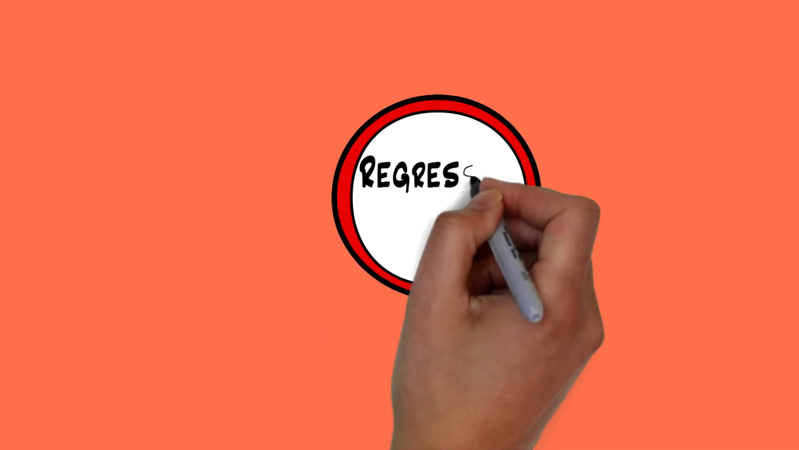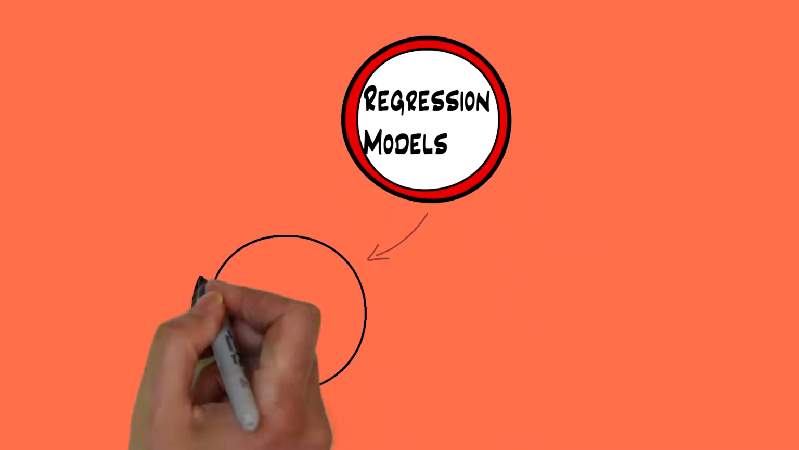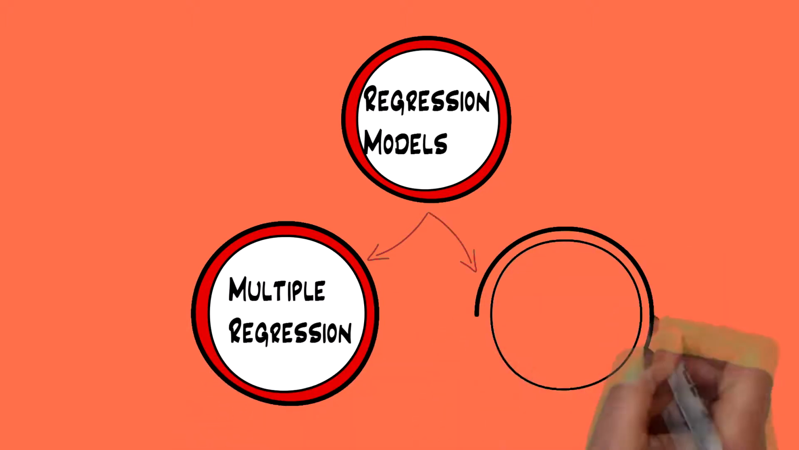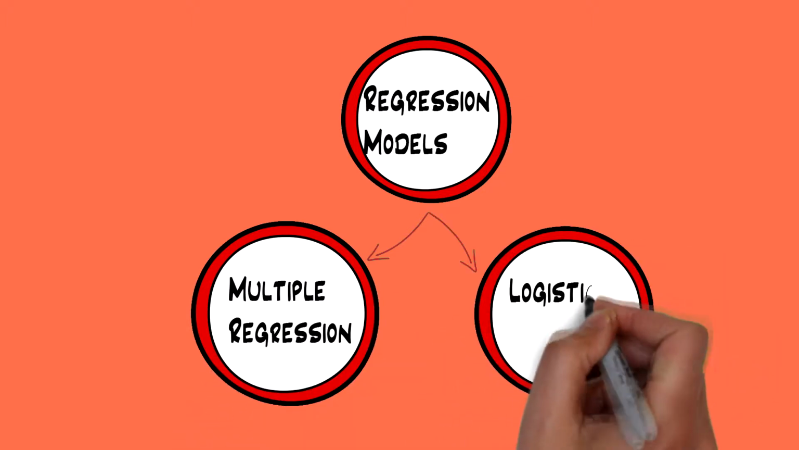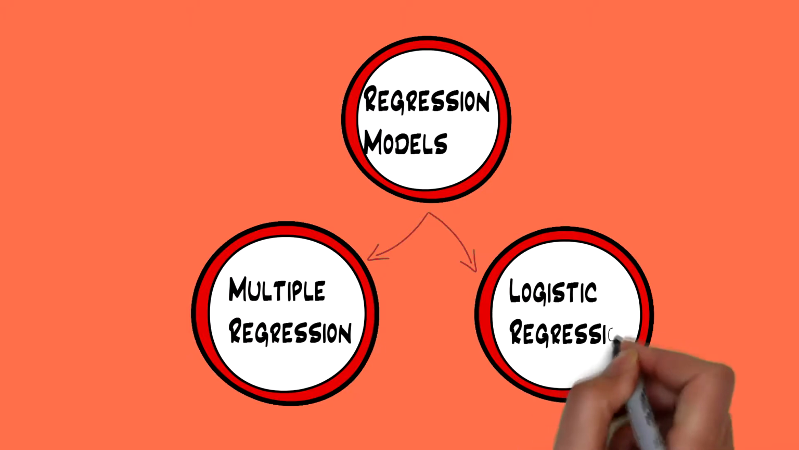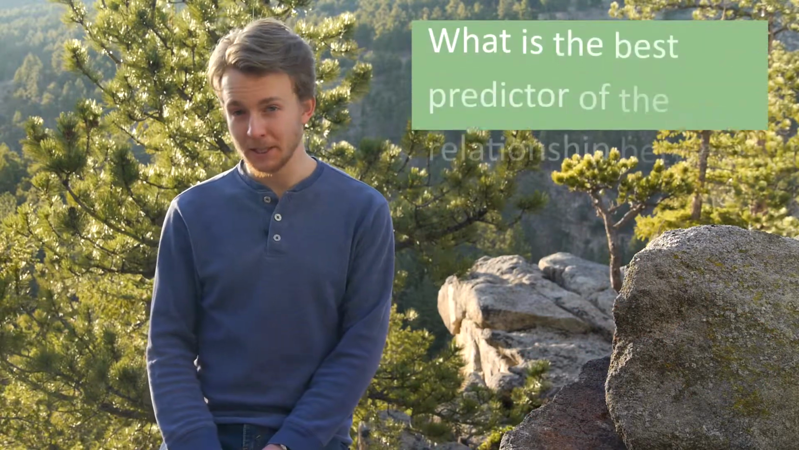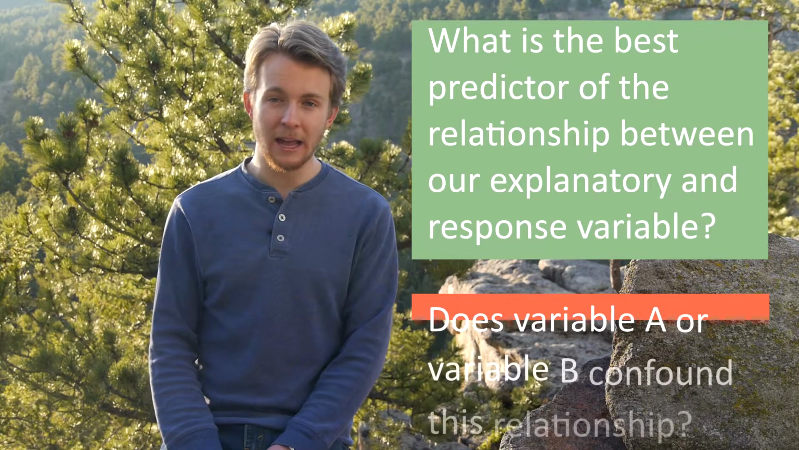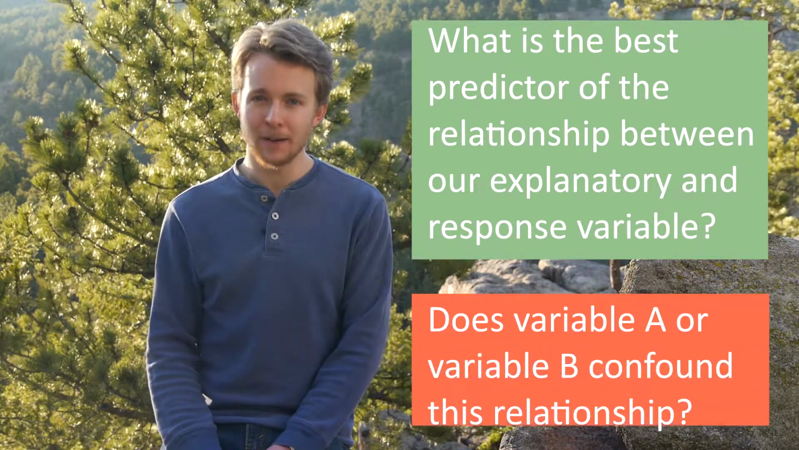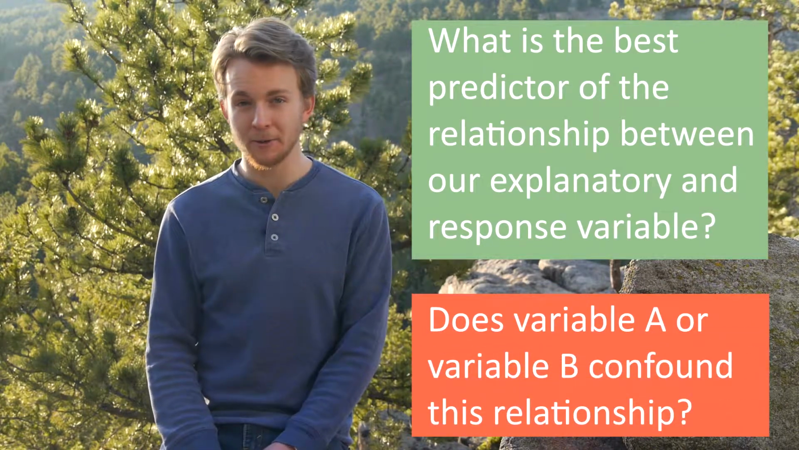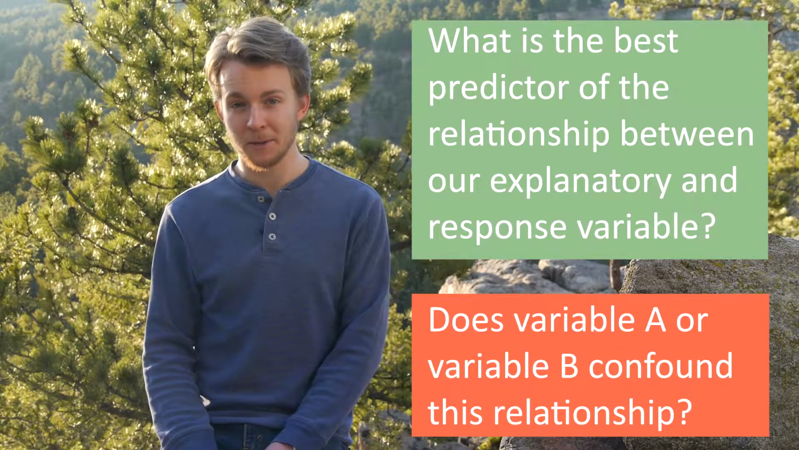The general purpose of multivariate modeling techniques, such as multiple regression and logistic regression, is to learn more about the relationship between several explanatory variables and one response variable. These regression procedures are very widely used in research. In general, they allow us to ask and hopefully answer the question, what is the best predictor of, and does variable A or variable B confound the relationship between my explanatory variable of interest and my response variable?